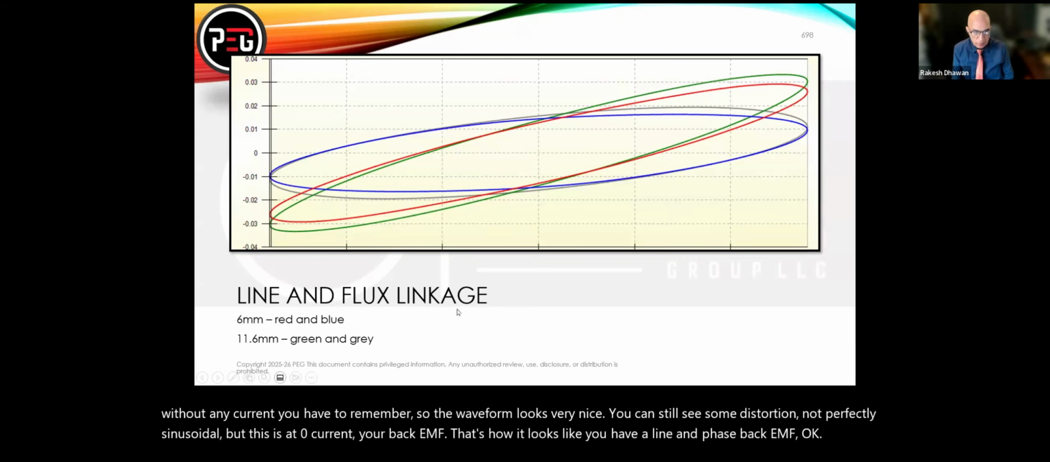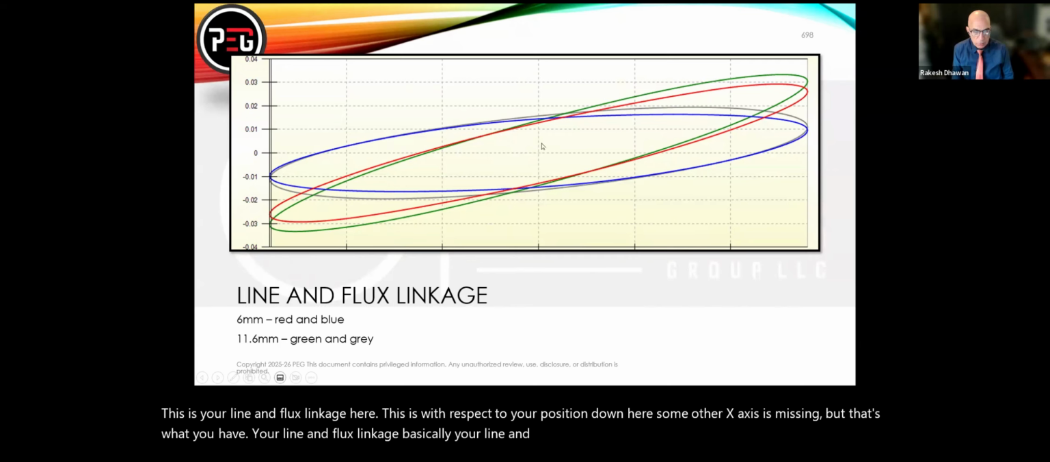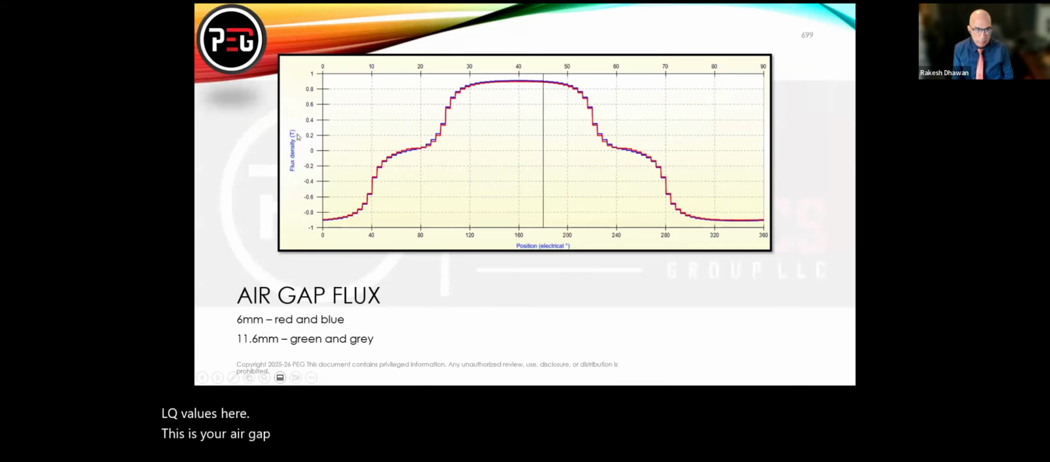This is your line-to-neutral flux linkage here. This is with respect to the position down here. Some of the x-axis, but that's what you have, the line flux linkage, basically your line-to-neutral flux. This is going to give you your Ld and Lq values. This is your air gap flux, in Weber, essentially.